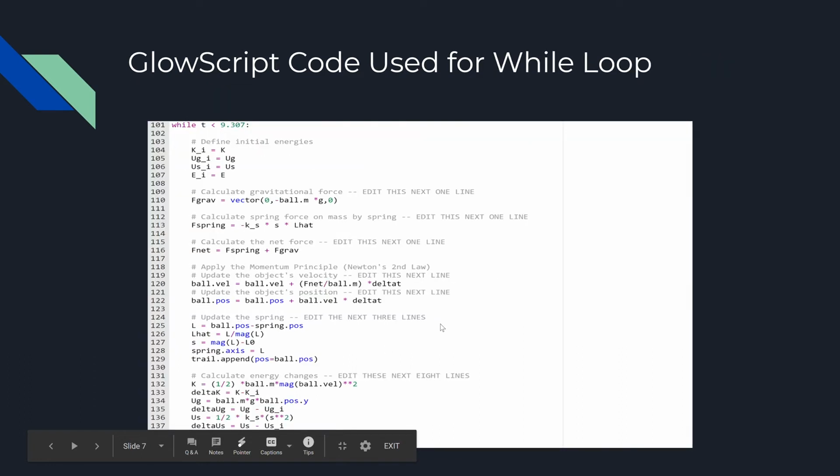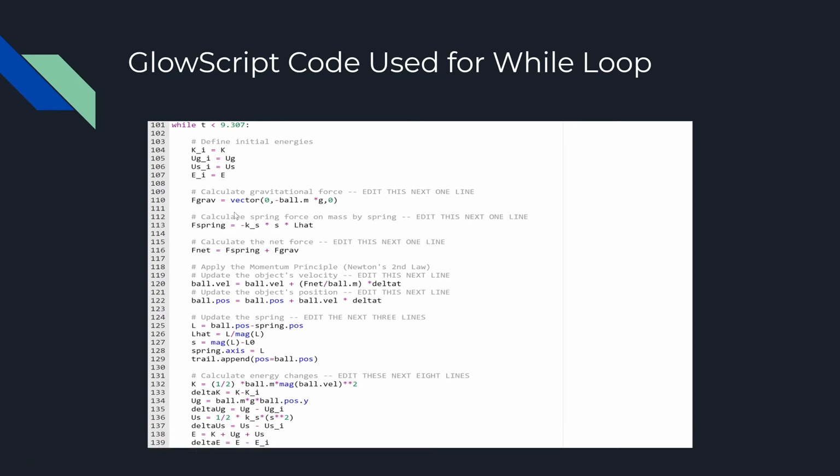So here's the GlowScript code used for my while loop. As you can see, the gravitational force was only in the y, and that was negative. And then also my spring force was only in the L hat, and that was also negative. And F net was F spring plus F gravitational. And then also it should be noted that, of course, the velocity and position of the ball were updated, as well as updating the spring values and the energy values for the two graphs respectively.